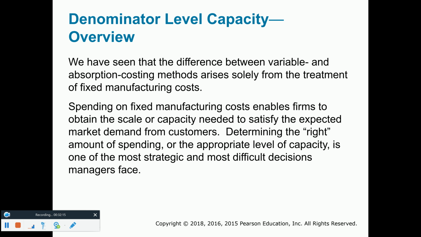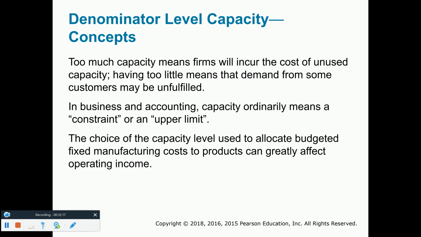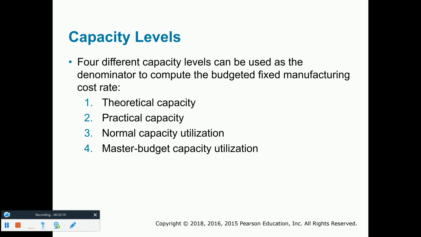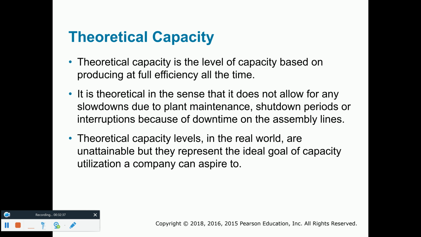And that's called denominator level capacity. Well, there's really 4 ways we can decide to allocate our fixed manufacturing costs. One is called theoretical capacity. Number 2 is called practical capacity. Number 3 is normal capacity. And number 4 is master budget capacity.